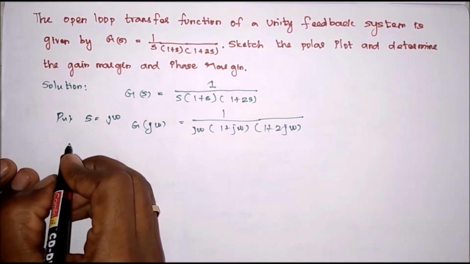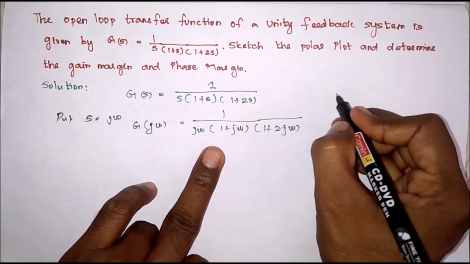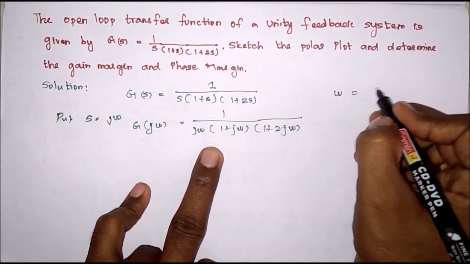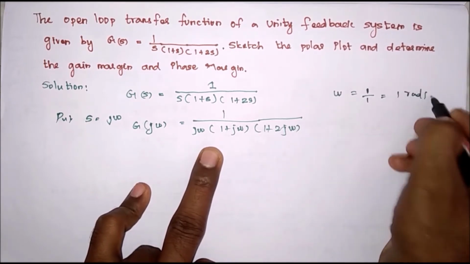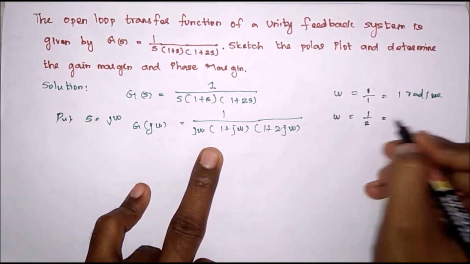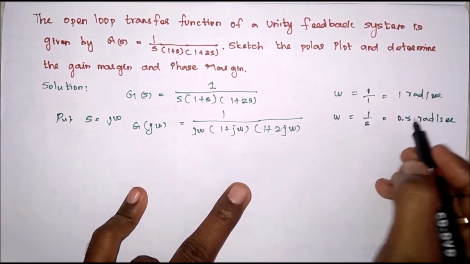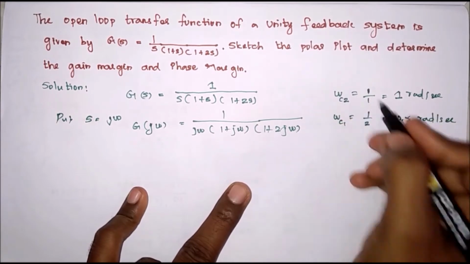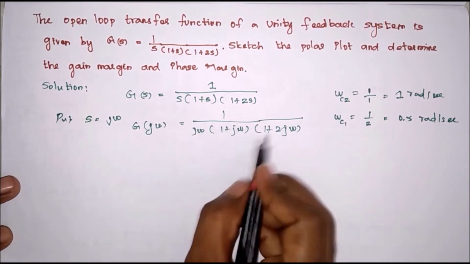We have to find the corner frequencies. From these two terms, for the first, corner frequency equals 1/1 = 1 radian per second. For the second term, corner frequency equals 1/2 = 0.5 radian per second. So this is low, this is high. Therefore, we can say 0.5 is the lower corner frequency and 1 is the next corner frequency.